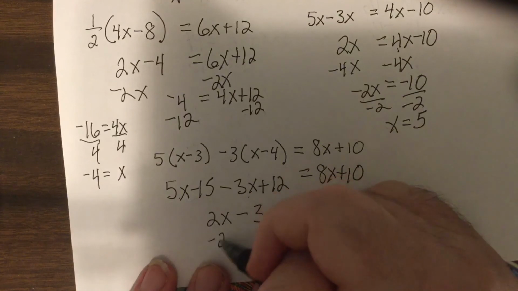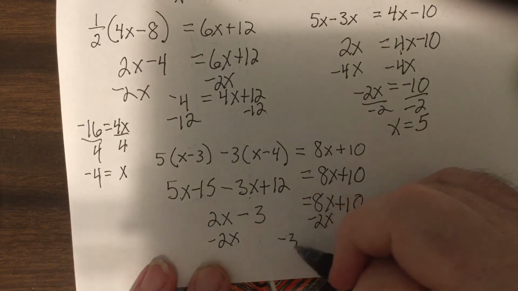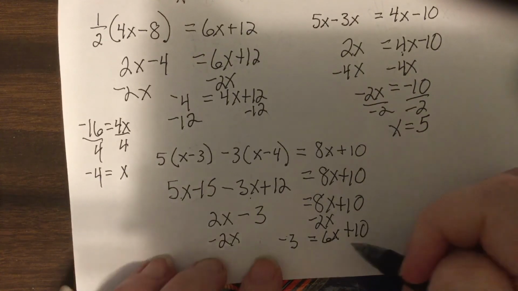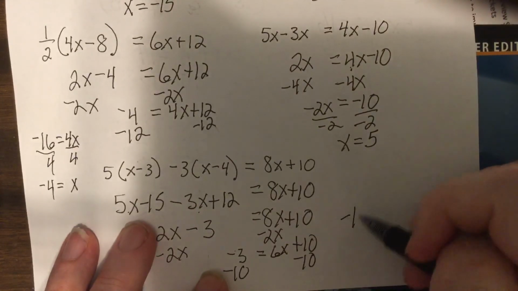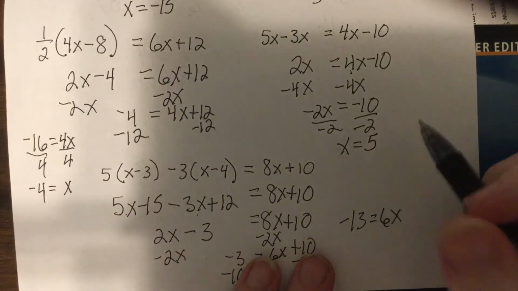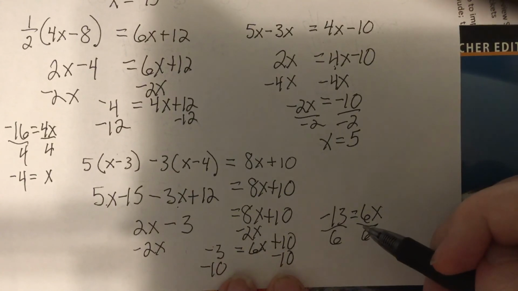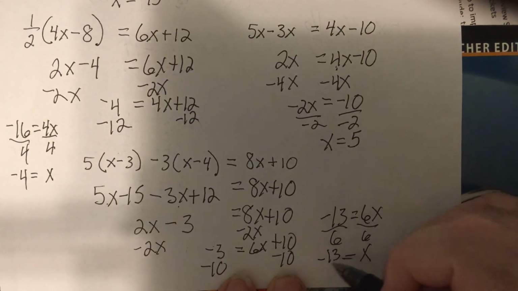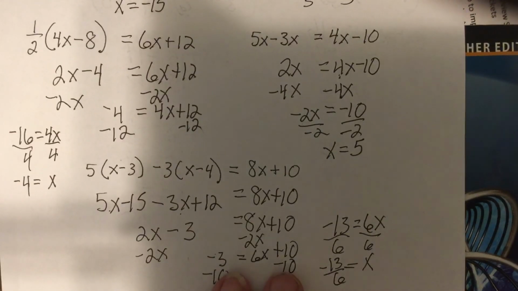So subtract 2x. So a minus 3 equals 6x plus 10. Subtract 10 as I lose paper. So minus 13 equals 6x. I hope I didn't make a silly mistake there. So divide by 6. So I'd have x equals negative 13 over 6. Woohoo! Bye-bye.